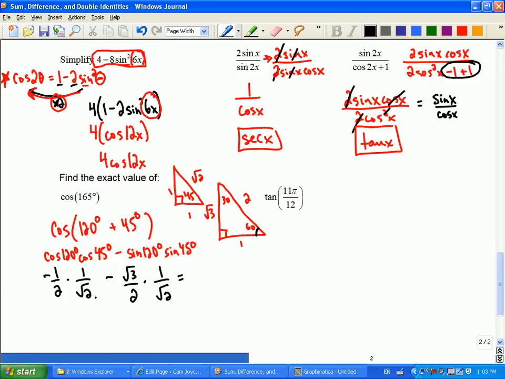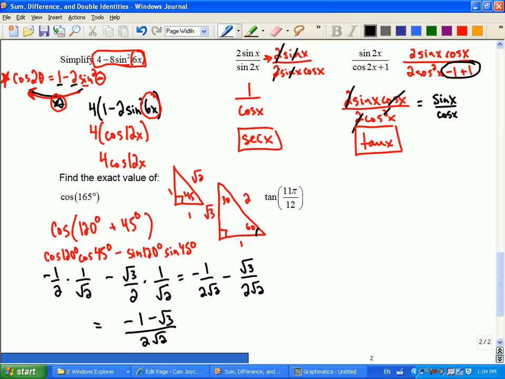Okay, so at least I have a common denominator. So I'm going to have negative 1 over 2 root 2 minus root 3 over 2 root 2. And we can assemble that, call it minus 1 minus root 3 over 2 root 2. So that's the exact value for 165 using the other angles we had.